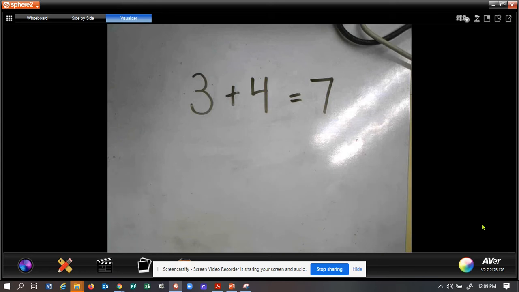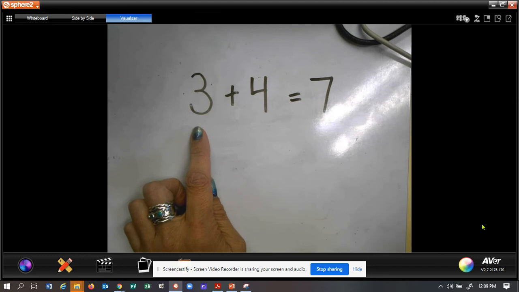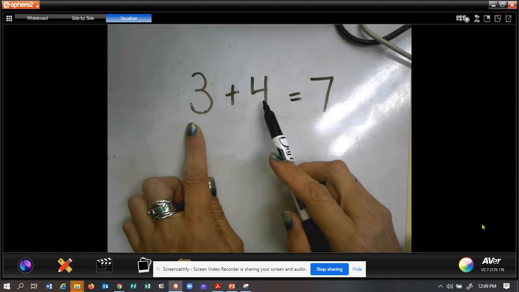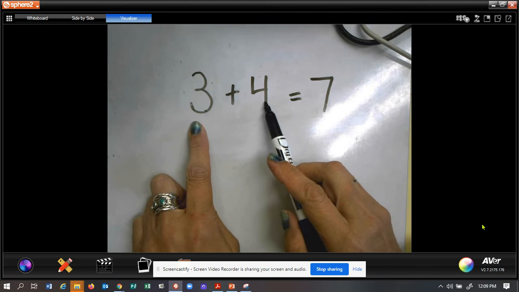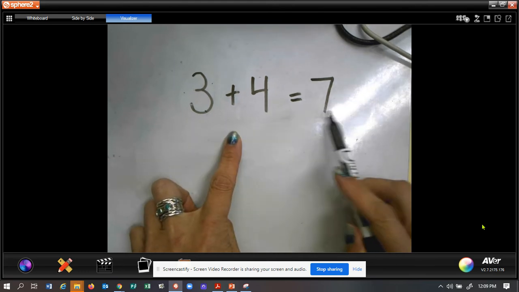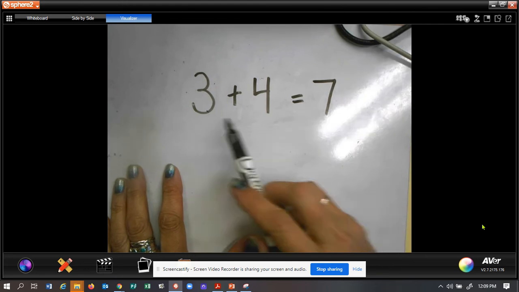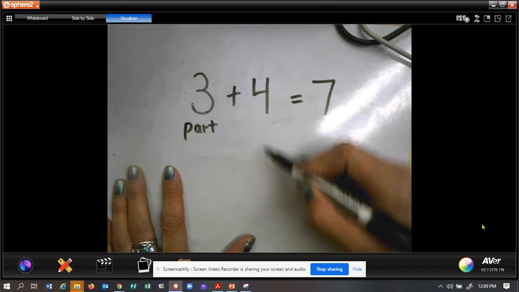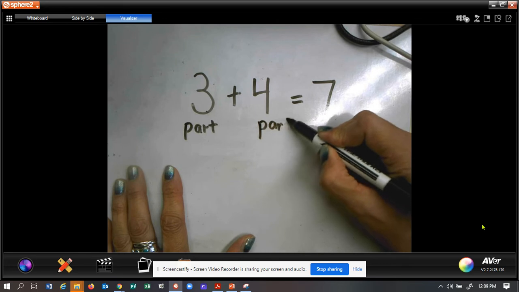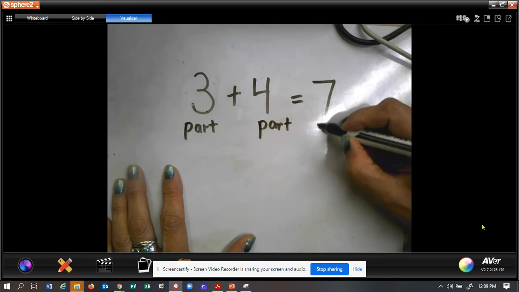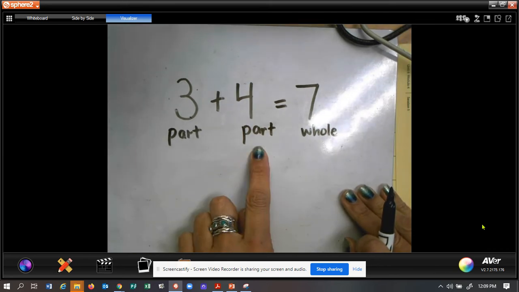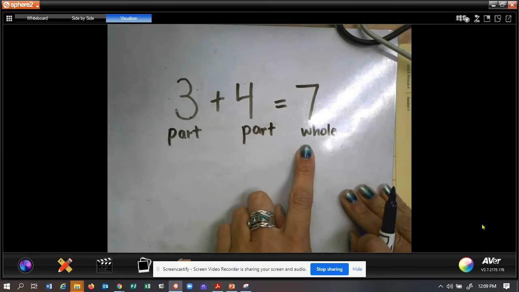When we are thinking about parts and the whole, it's easy to think about an addition fact. When we add, we're putting together two parts, and when we put them together, we get the whole. So in this problem, 3 is a part, 4 is a part, and 7 is the whole amount. When I put my parts together, I get the whole.